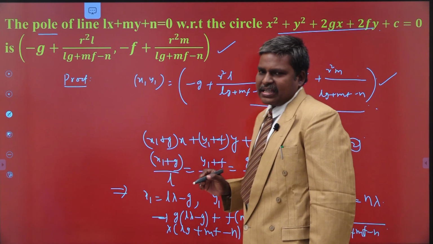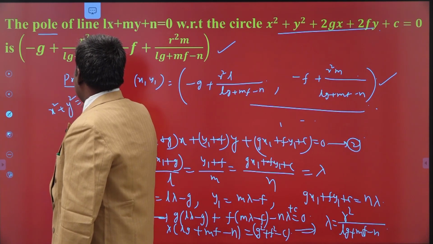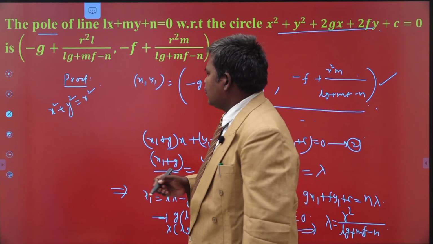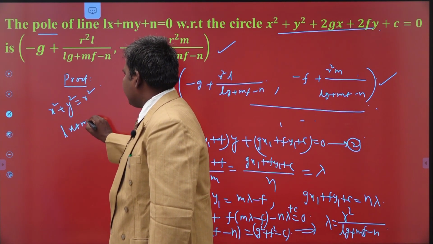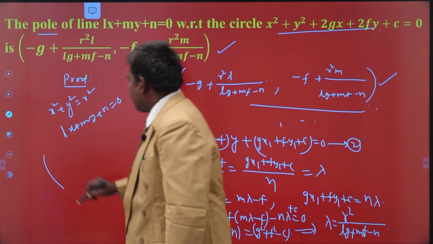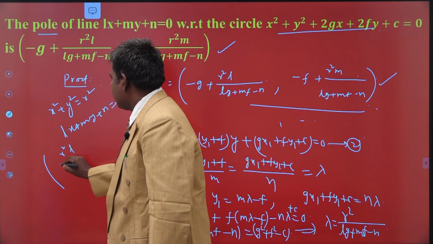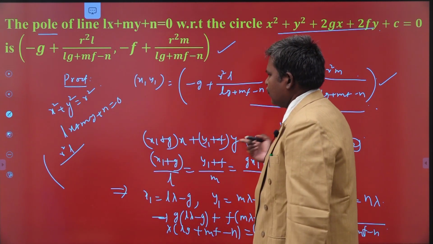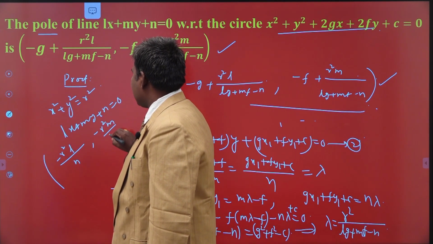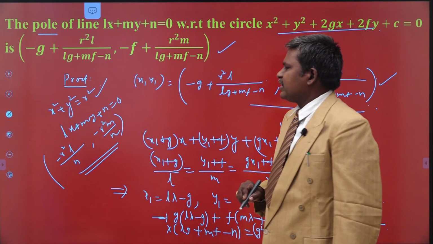Suppose your circle is x square plus y square is equal to r square. So g, f are 0 here. x square plus y square equal to r square is your circle. Then the line is the same, that is Lx plus my plus n is equal to 0. Now what is my pole? Minus g, f becomes 0. R square, L is L itself, by (Lg plus mf minus n). What is n here? Minus n. Minus r square L by n, comma minus r square m by n. This is the pole of Lx plus my plus n equal to 0 with respect to the circle.